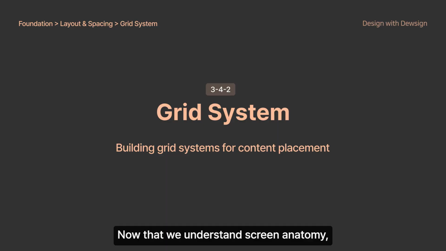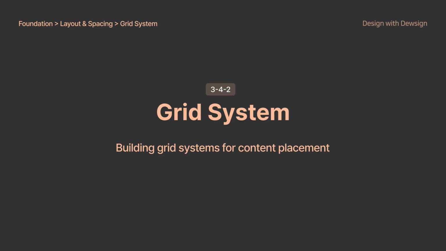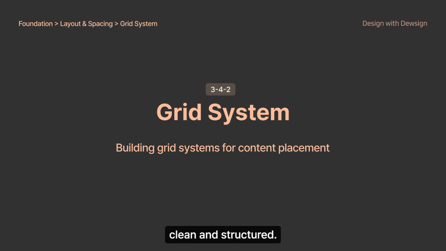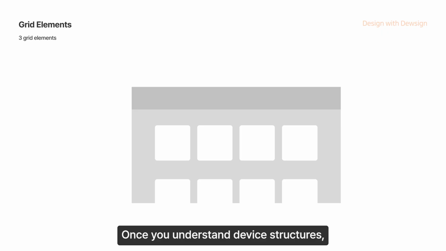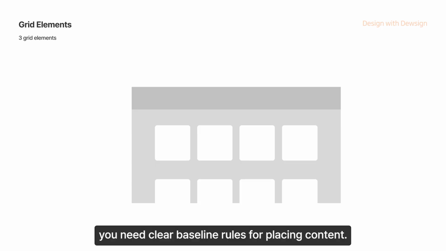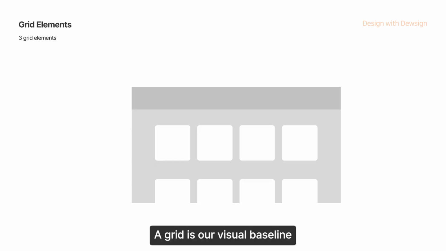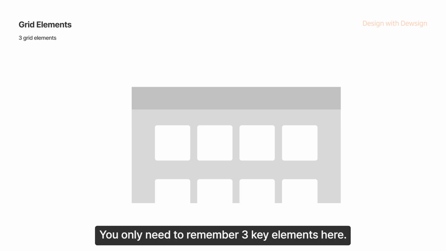Now that we understand screen anatomy, let's explore grid systems to balance our content. Grids are the foundation that keeps our entire interface clean and structured. Once you understand device structures, you need clear baseline rules for placing content. A grid is our visual baseline and a shared contract with developers. You only need to remember three key elements here.